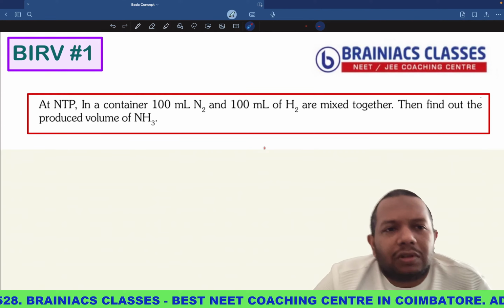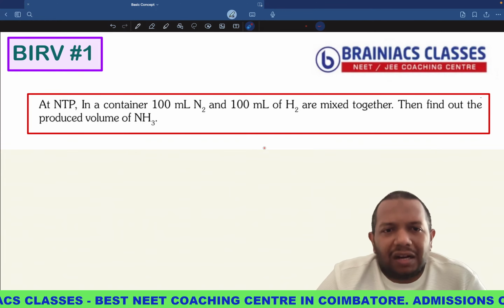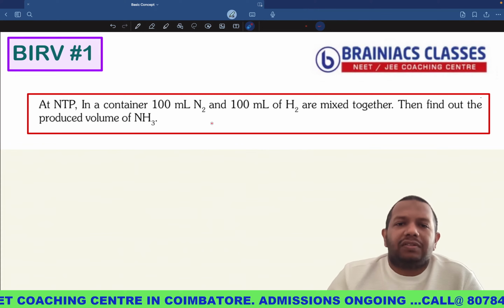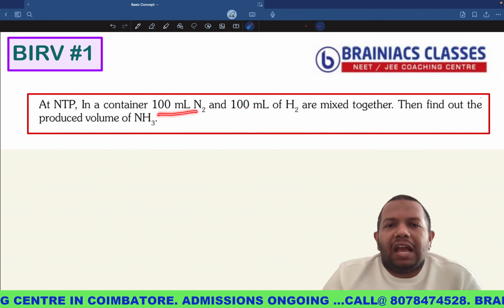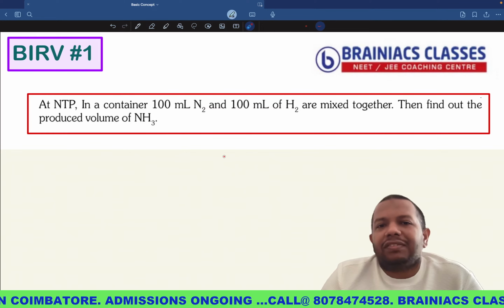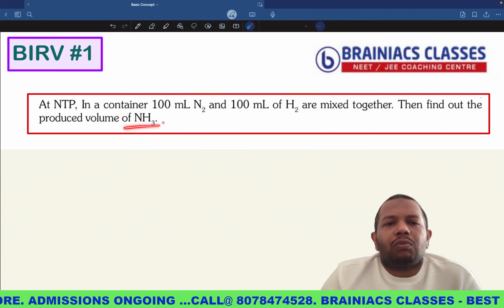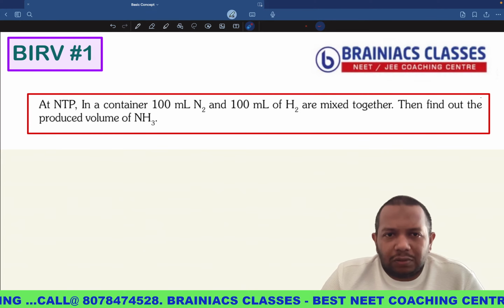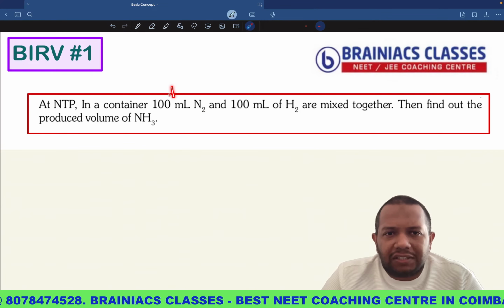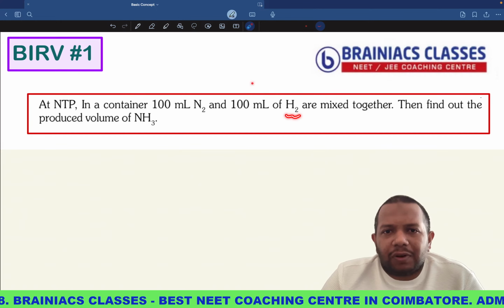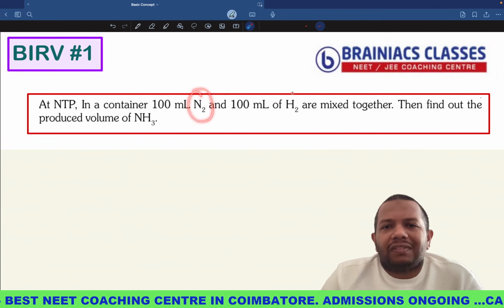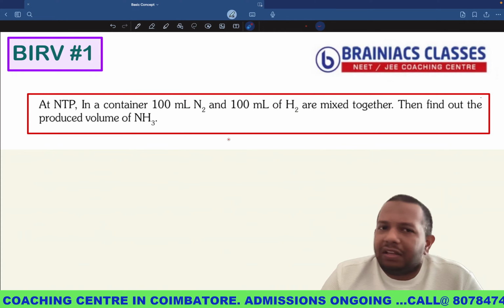So the question is: at NTP in a container, 100 ml nitrogen and 100 ml hydrogen are mixed together. Then find out the volume of ammonia. From this question itself, I can predict two things. The given quantity is given for nitrogen, and also for hydrogen. So since both are present, we need to check which of them is the limiting reagent in this one. That is for sure.